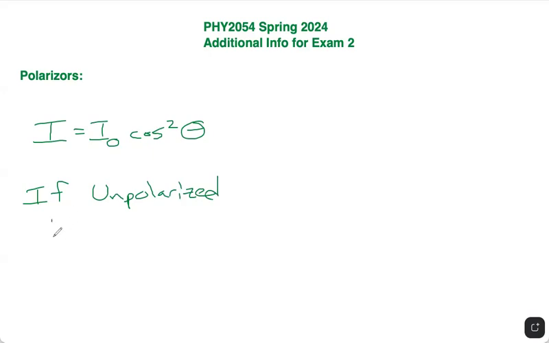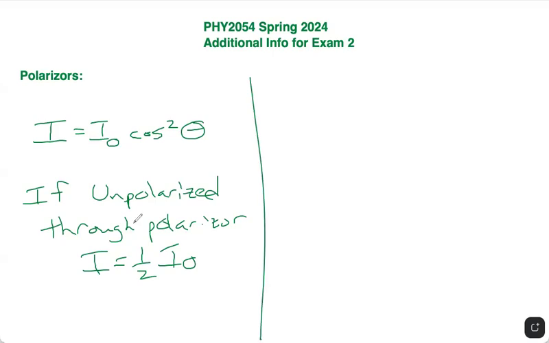That is fine. But if you have unpolarized, like scattered light, like sunlight, if they would say it's unpolarized and it goes through a polarizer, then the other equation you need is you need to know the intensity just gets cut in half. So that's one of the formulas you need to know.